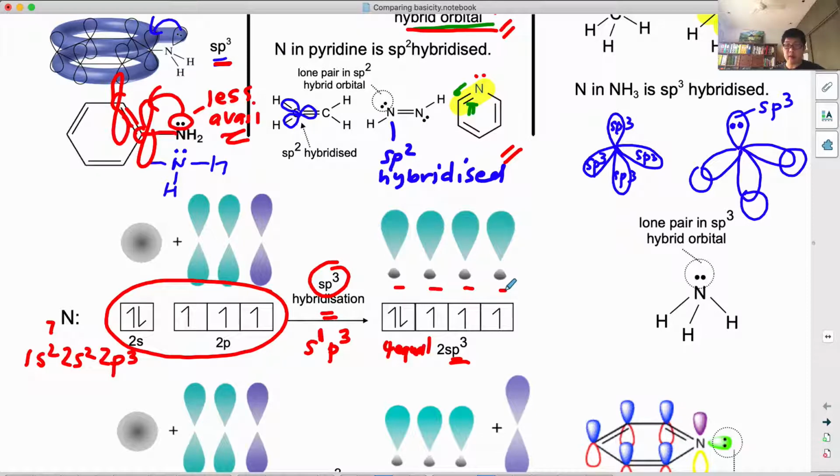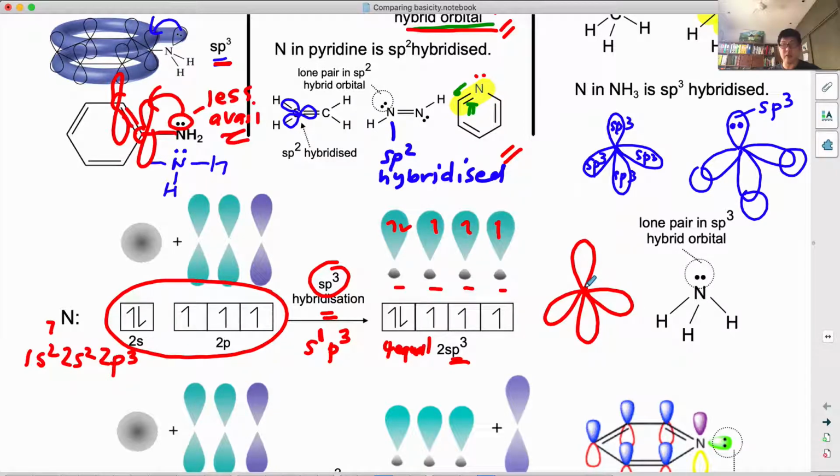They all look like this, and that's why when we try to draw it out, these orbitals want to be arranged as far apart as possible based on VSEPR theory. So the shape will be tetrahedral first.